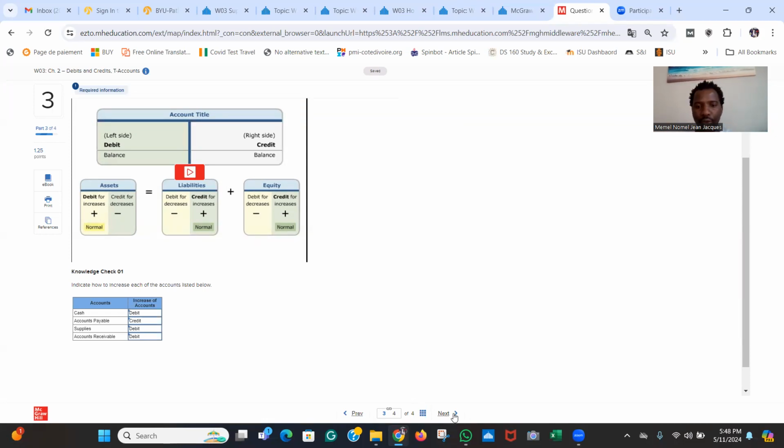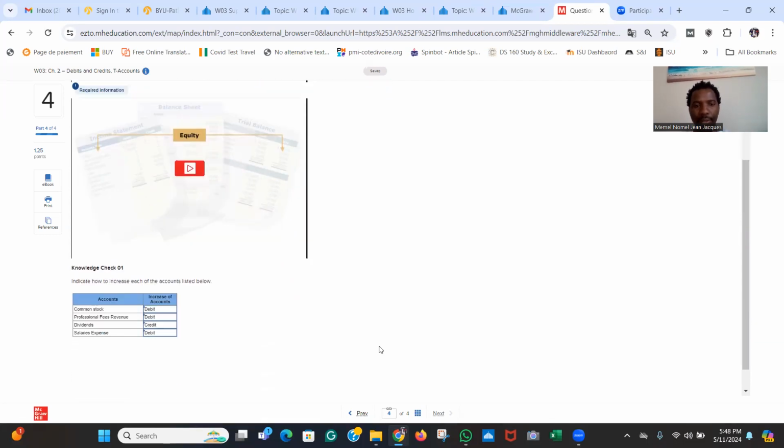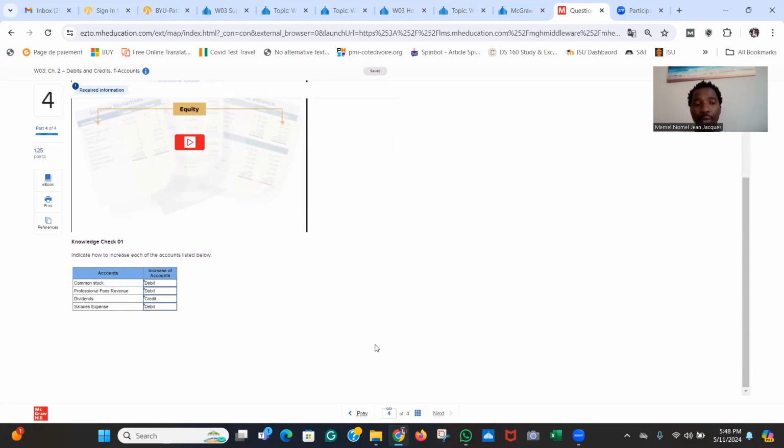So now, if you go to the next question, indicate how to increase each of the accounts listed below, right? It's still the same thing as the one we did. Talking about common stock, we refer to the debit account because that one belongs to us. Professional fees and revenue, these are revenue. So this belongs to us. These are from the debit account, okay? So the dividend is what we share among the shareholders, the stakeholders, I mean the owners of the company. What we share among ourselves is the credit, okay? We owe each person in the company, it is a liability, okay?